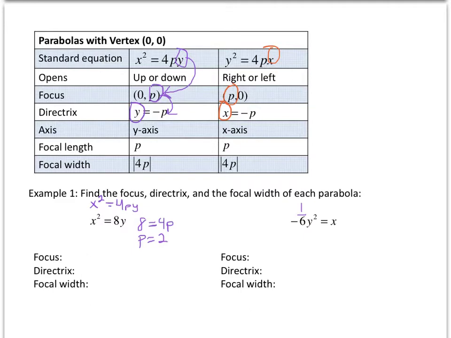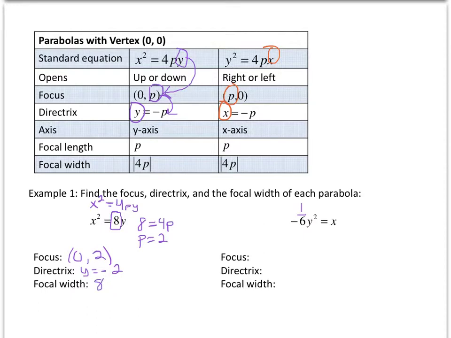The focus, since this is x squared equals 8y, and y is not squared, is going to be (0, 2). The directrix is going to be y equals negative p, which is y equals negative 2. The focal width, we just have to look back at what this is, take the absolute value of it, and that gives us a focal width of 8.